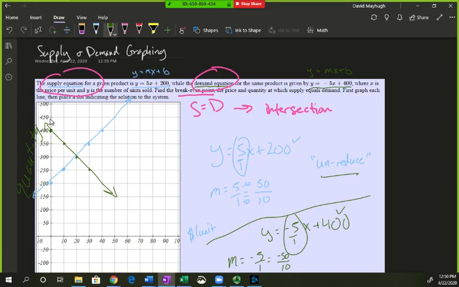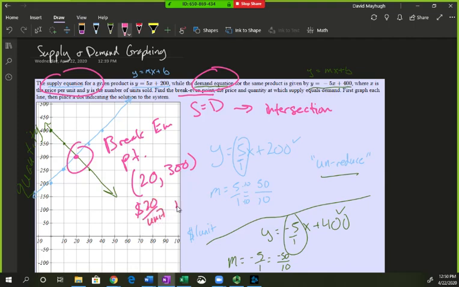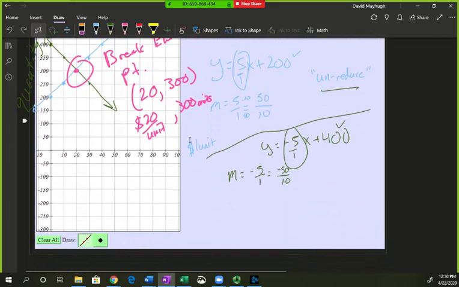Okay? But once you graph your two lines, we again are looking for this break-even point. Our break-even point is when they're the same. So for us, the break-even point is right here, and we can see that by using our slope. The coordinates of this break-even point are 20, 300, which means we're saying $20 per unit, and you're selling 300 units. Okay? But that's the coordinates of our break-even point.